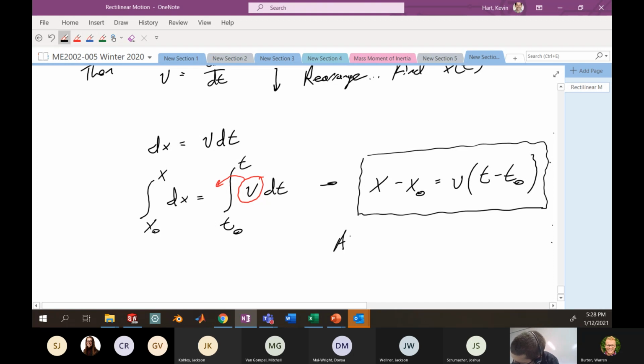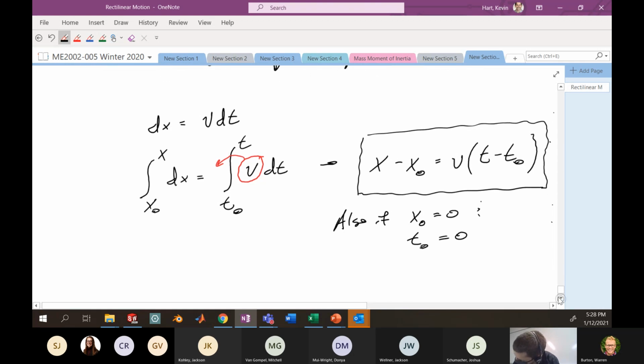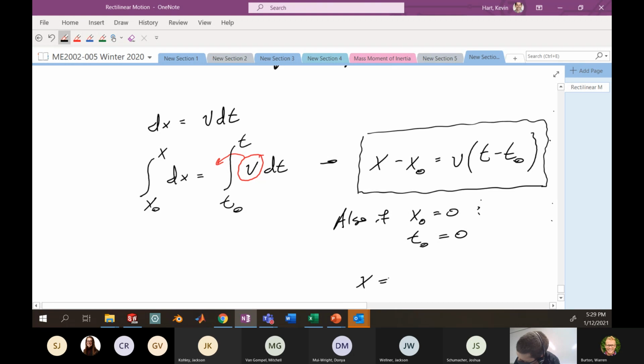Then also, if initial position is 0 and initial time is 0, this just simplifies to the position is just velocity times time, which, you know, duh, okay? Seems a little simple, a little bit silly to write this down, but I want to show you all angles here of this rectilinear velocity.